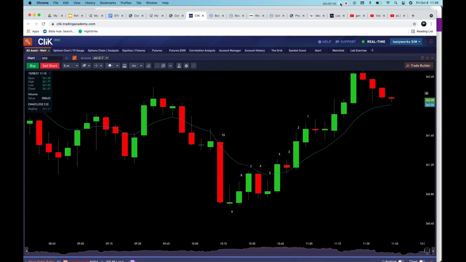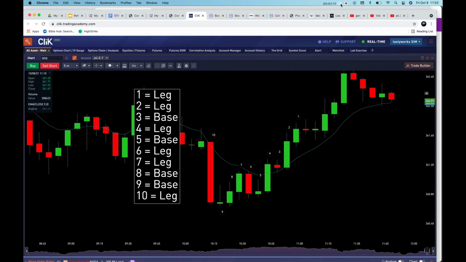All right, just another moment. And the correct answers are, and here are the correct answers. Candle 1 is a leg. It extends beyond or closes beyond the range of the previous candle, as does candle 2. Candle 3 closes in the range of 4. That makes it a base.